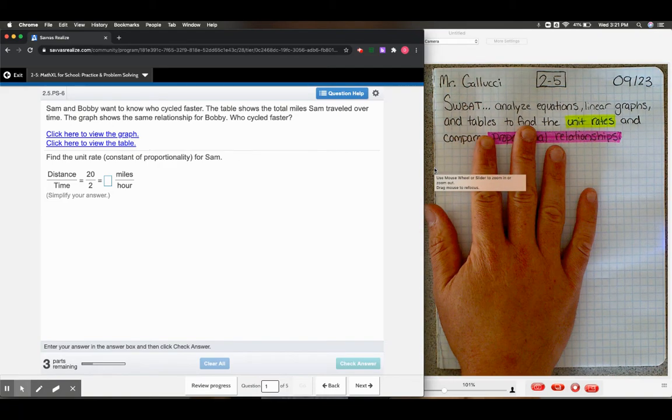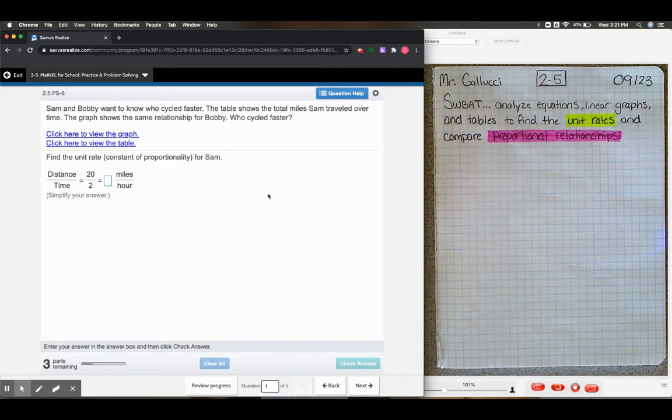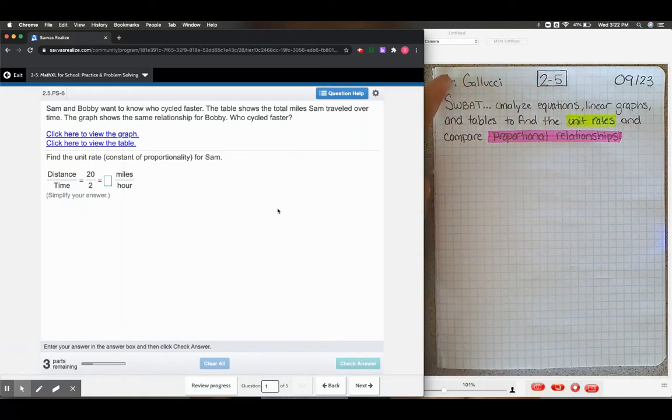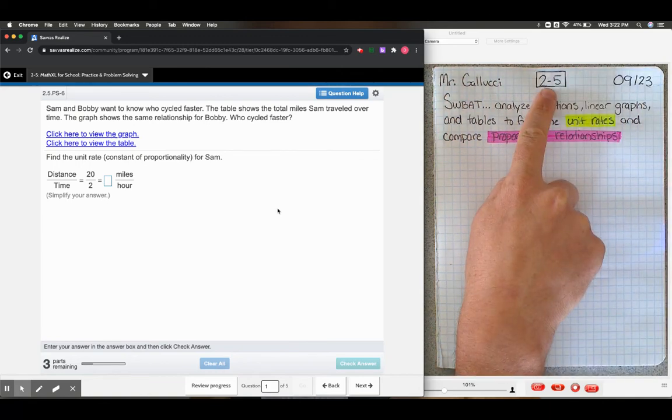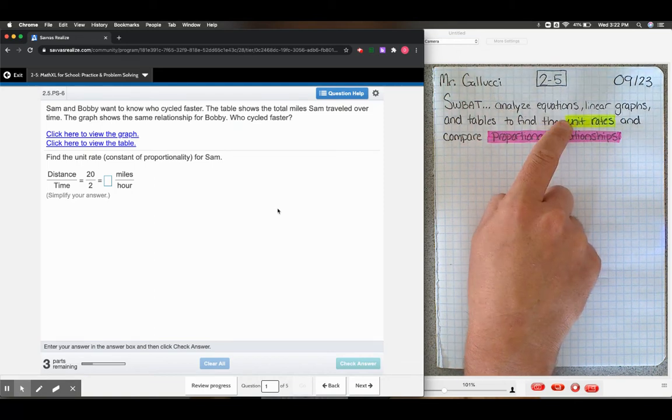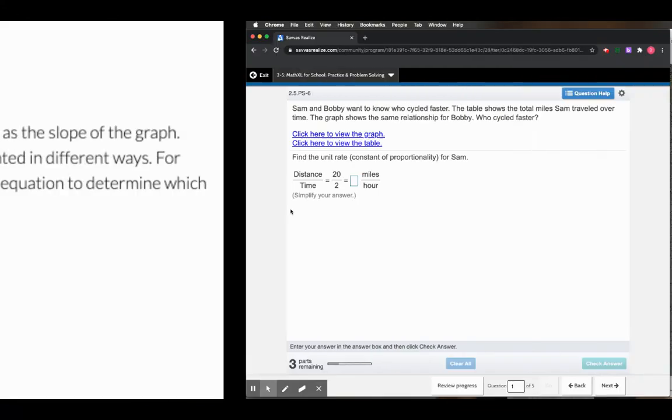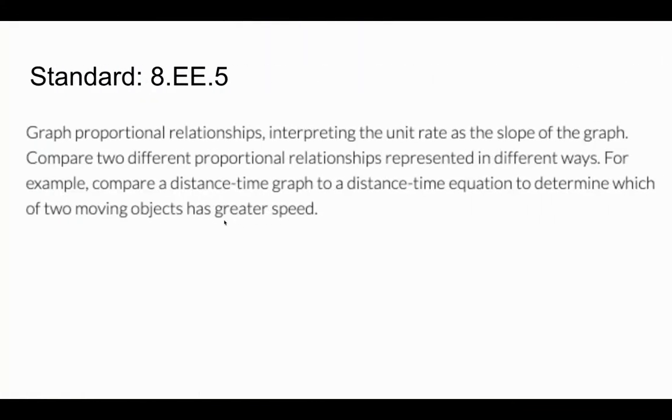I have a good rule that says if I'm writing it down, it's probably worth you writing it down in your notebook. So you notice this is a way I start my notes: my name, the date, the title number. So remember, this is 2-5, comparing proportional relationships. And then I like to write the goal. And you might remember this goal. This is the one I read right here.